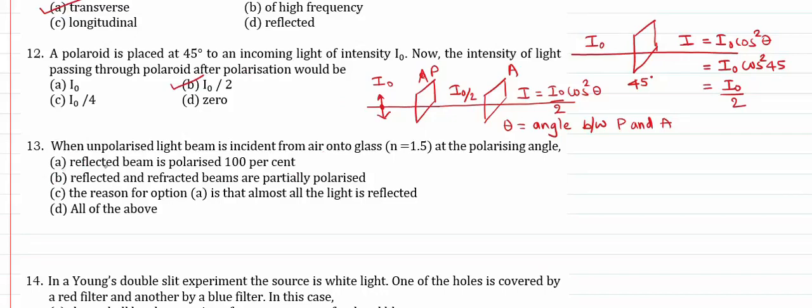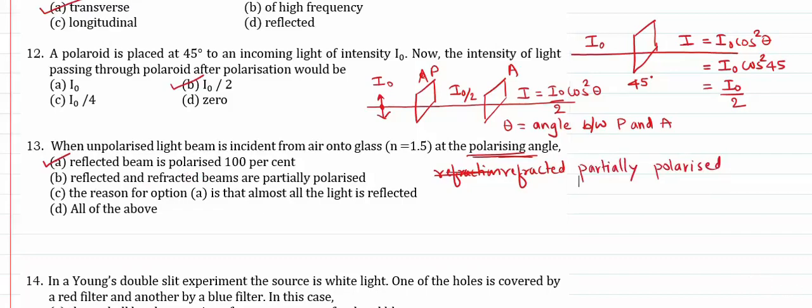13th, when unpolarized light beam is incident from air onto glass at polarizing angle. So when incident at the polarizing angle, always reflected light will be 100% polarized. Reflected is 100% polarized, refracted is partially polarized. Refracted is partially polarized. So the answer is that reflected will be 100% polarized.